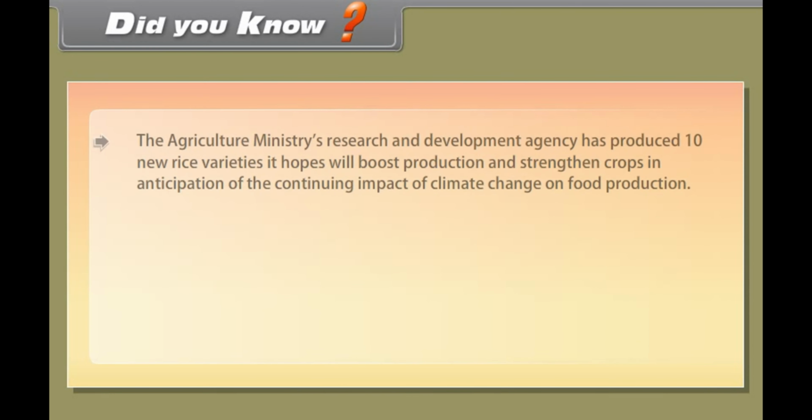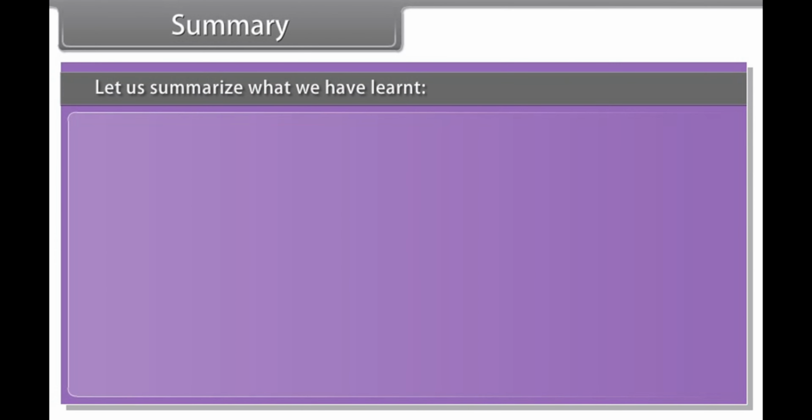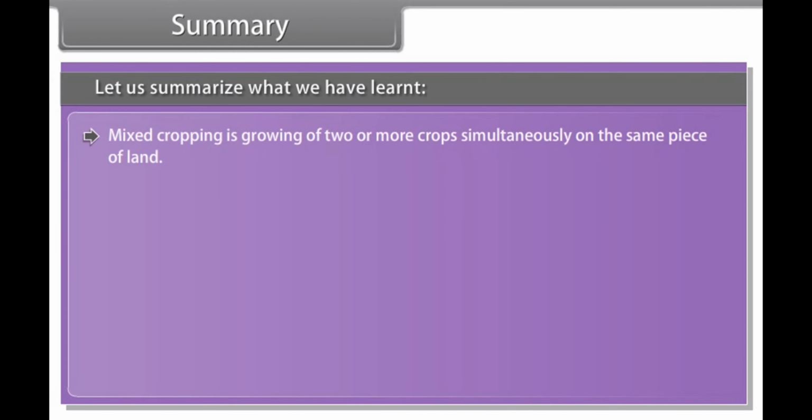Did you know the Agriculture Ministry's research summary? Let us summarize what we have learned. Mixed cropping is growing of 2 or more crops simultaneously on the same piece of land.